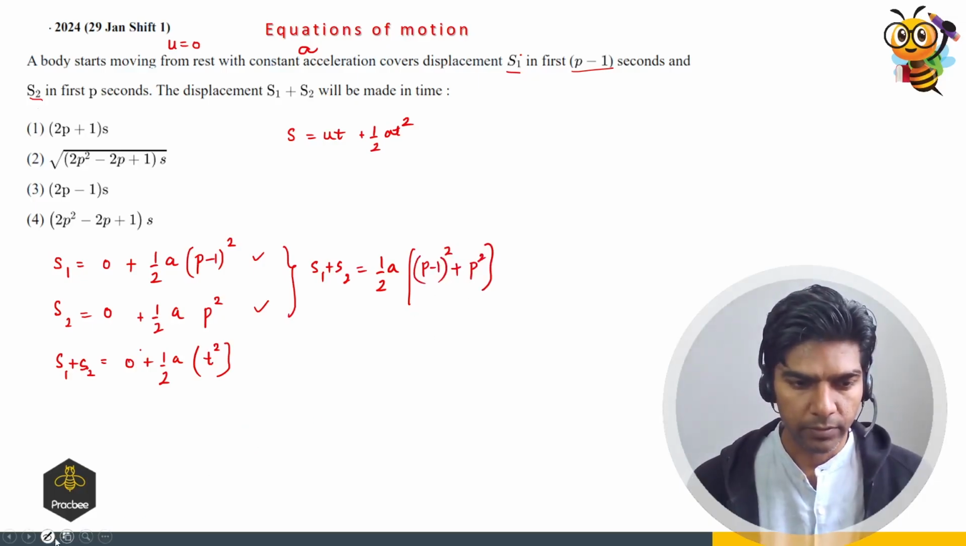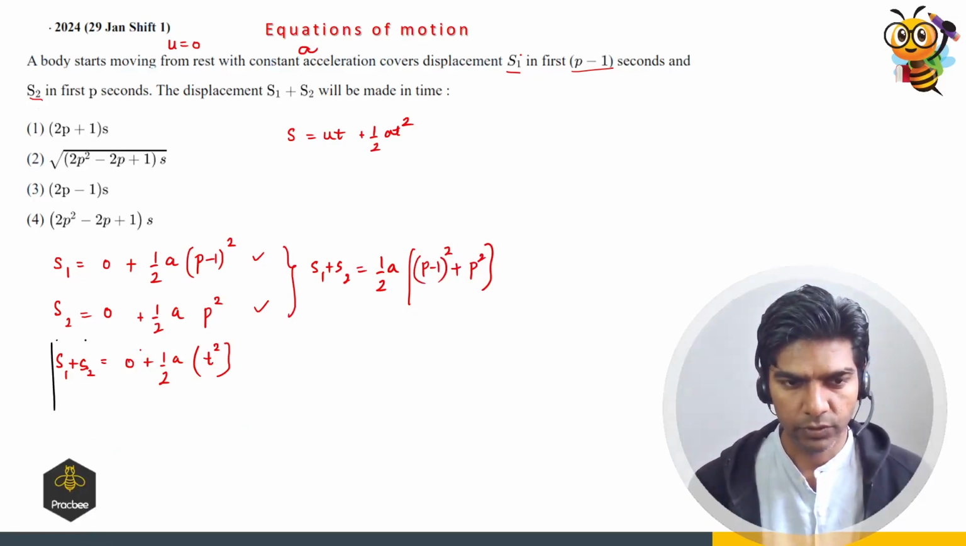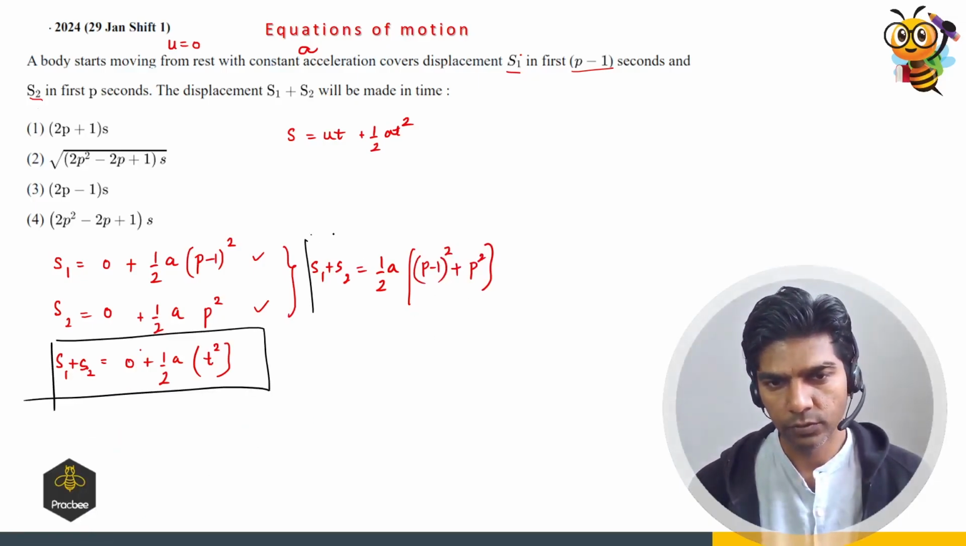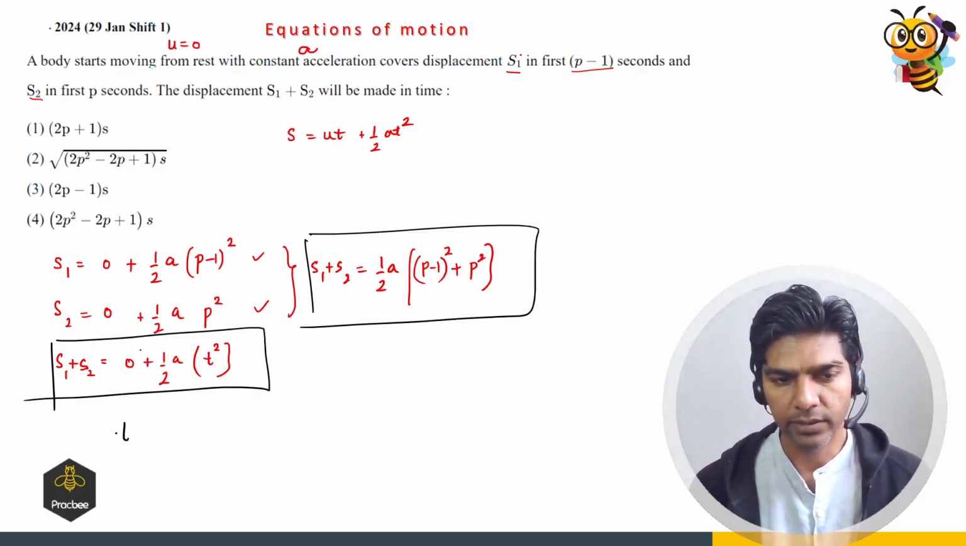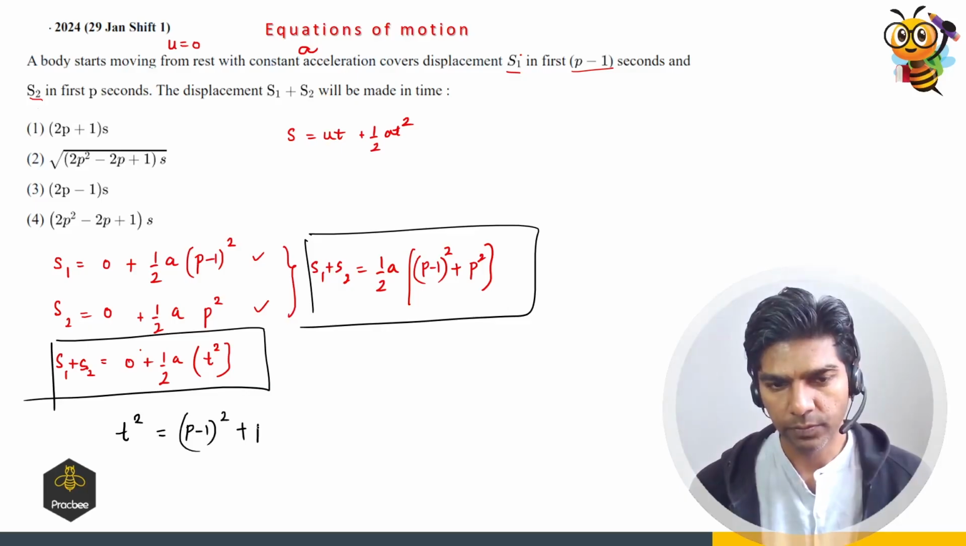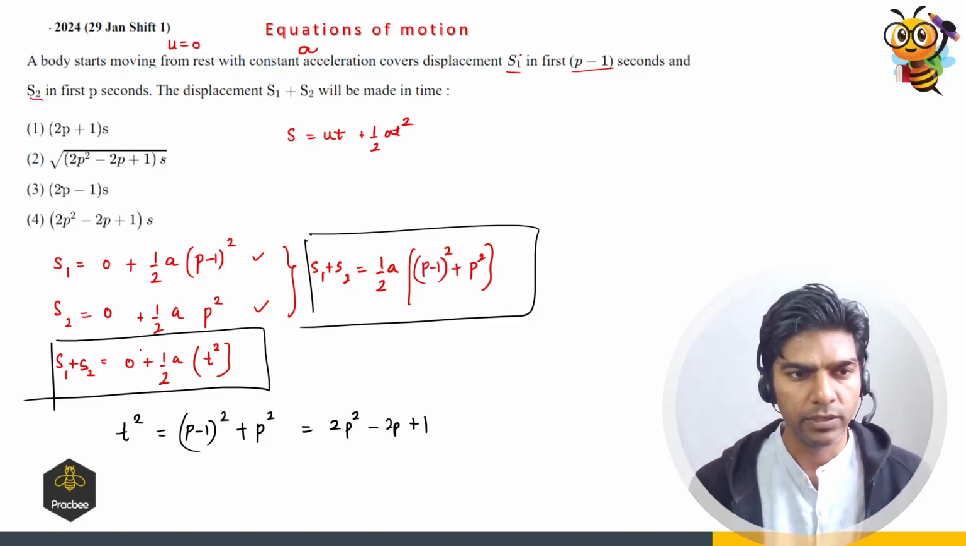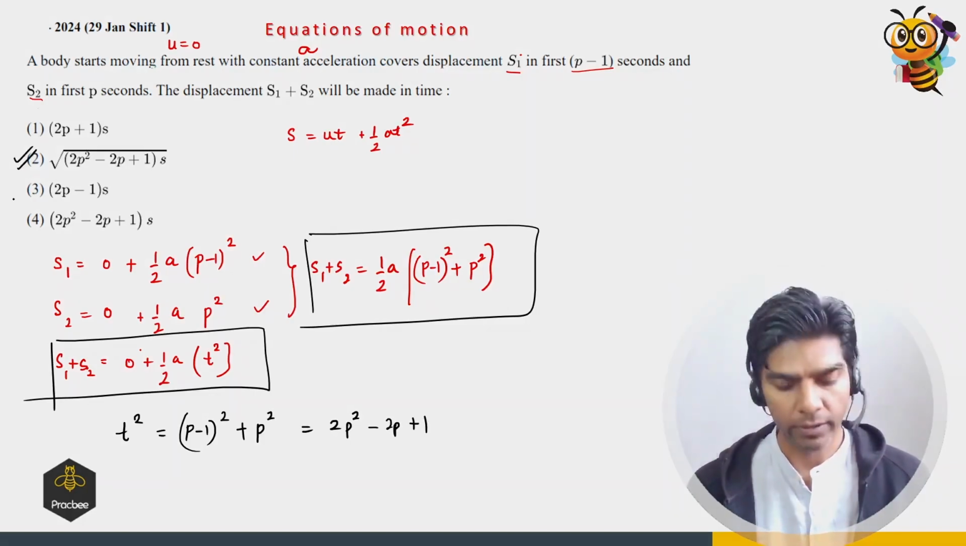Now let us compare this equation with this equation. We can clearly see that t square equals (p minus 1) square plus p square, and this will be 2p square minus 2p plus 1. So we can clearly see that option 2 is the right answer.